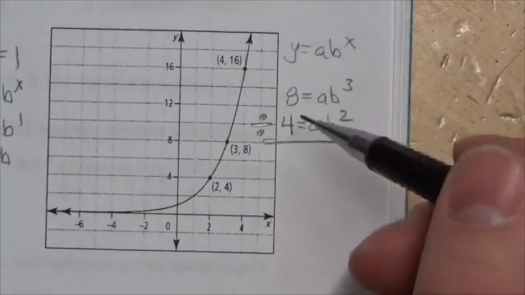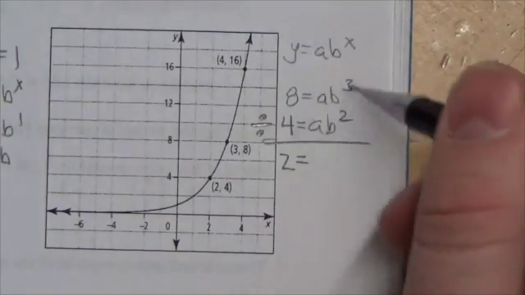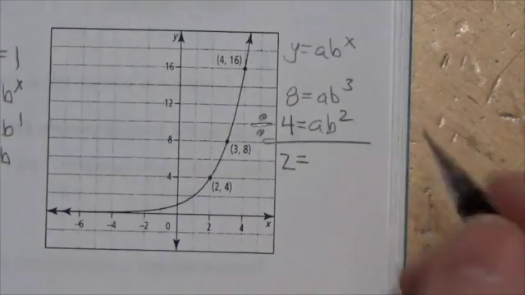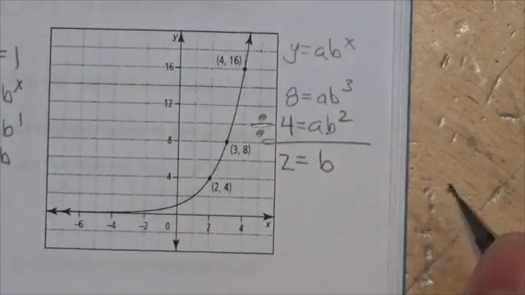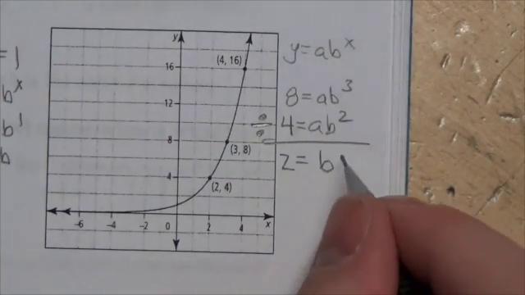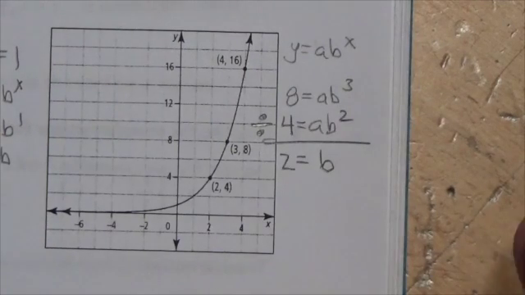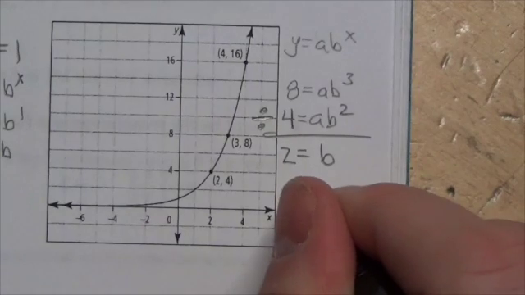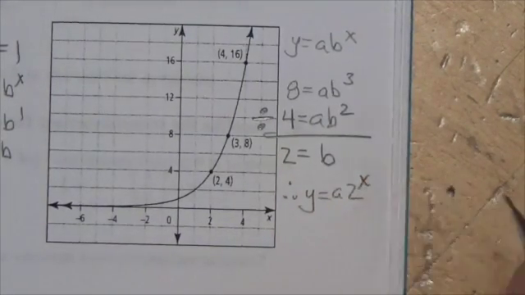So 8 on the left-hand side here, 8 divided by 4 will be 2. And when you divide the term on the left-hand side by the term on the right-hand side here, the a's will cancel, and I'll get b cubed divided by b squared is simply going to be b to the 1. Remember, you just subtract exponents when you divide powers there, which is awesome. So b is 2, which means that y equals a times 2 to the x.